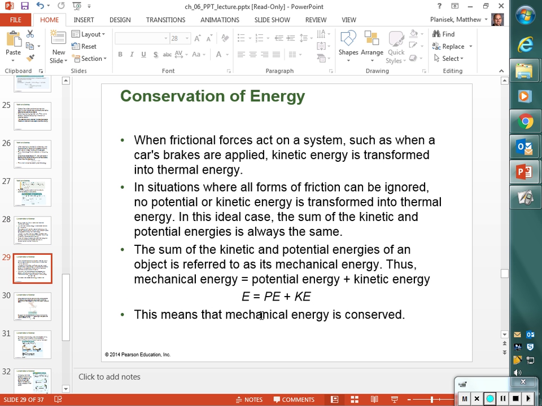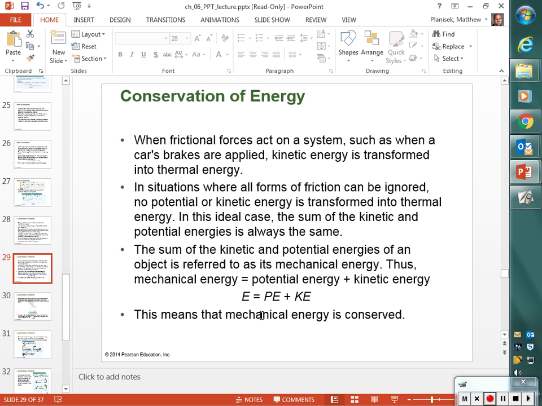So, when frictional forces act on a system, such as when a car's brakes are applied, kinetic energy is transformed into thermal energy. So in that case, we're still conserving energy, but we're not conserving mechanical energy, right? In situations where all forms of friction can be ignored, no potential or kinetic energy is transformed into thermal energy.